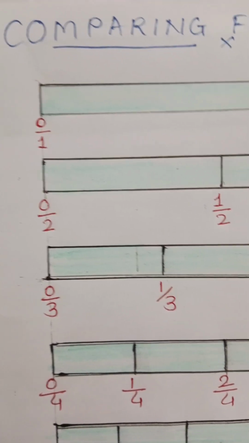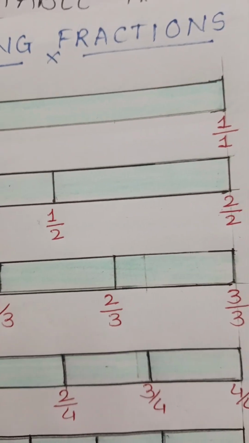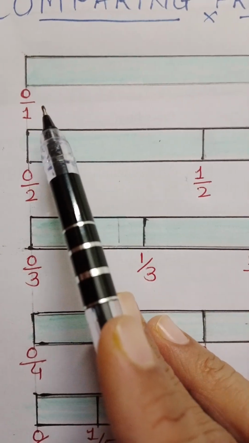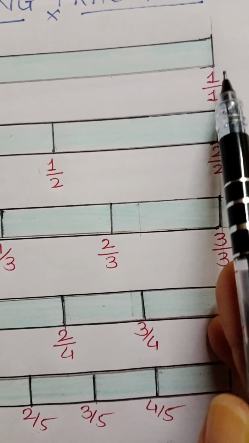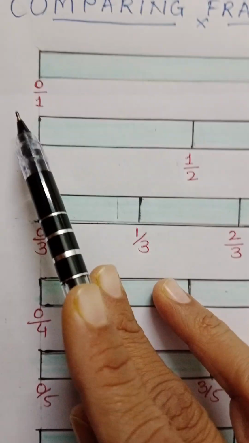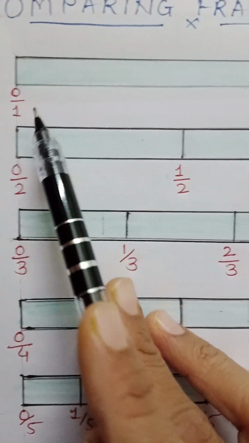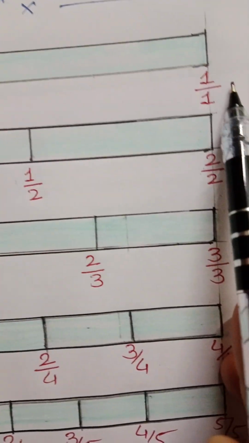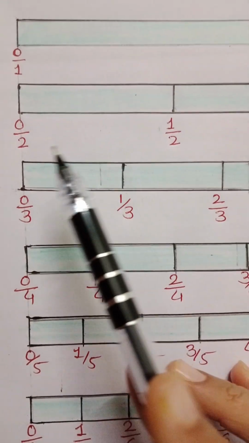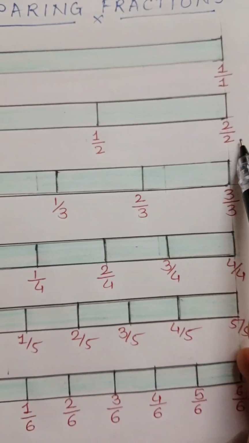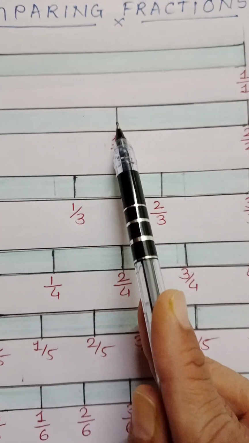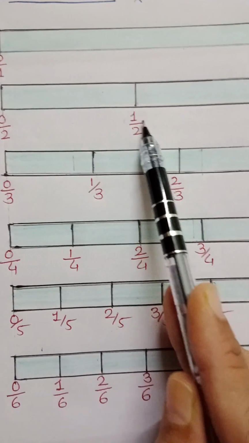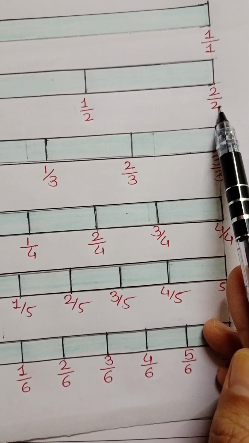So today I have chosen this topic of comparing fractions and I'm going to explain to you how we are going to do this, right? You can see here I have drawn a rectangle where I have shown 0 upon 1 here and 1 upon 1. This is basically from 0 to 1. And if you see here, this is from 0 to 1 as well. But this I have divided into two equal parts. So this is 0 upon 2, 1 upon 2 and 2 upon 2.